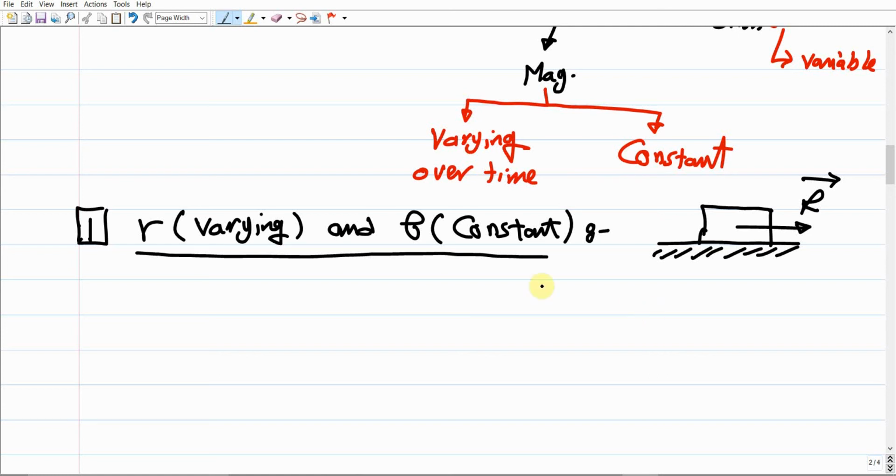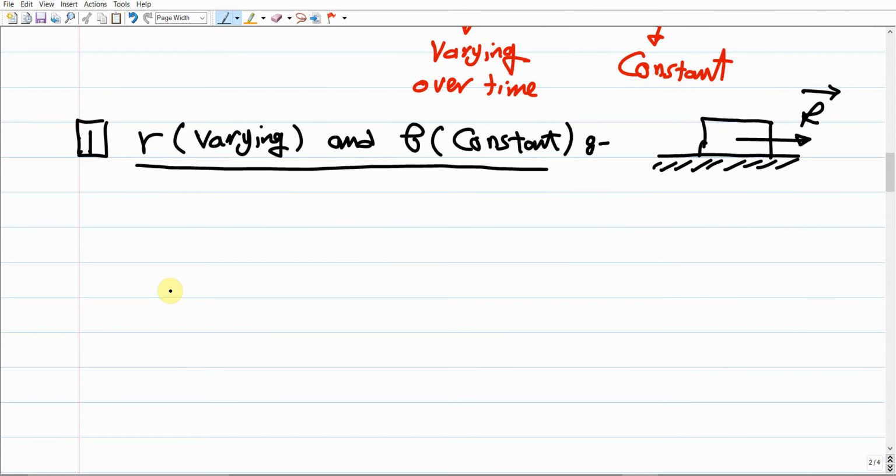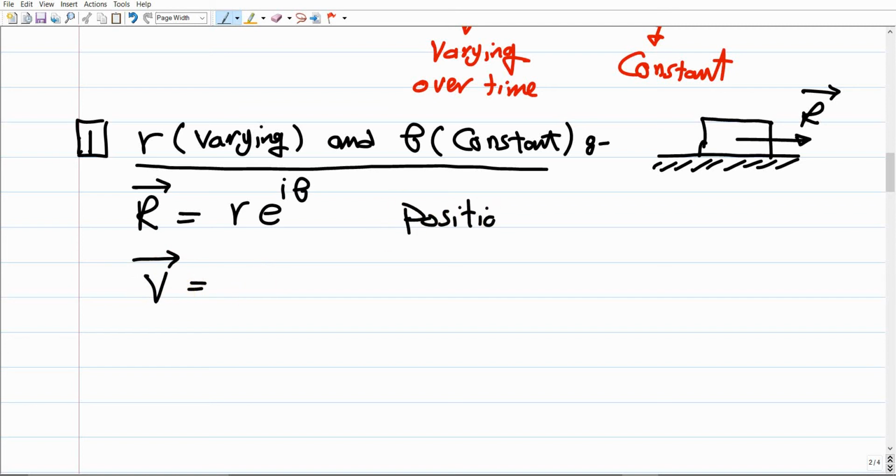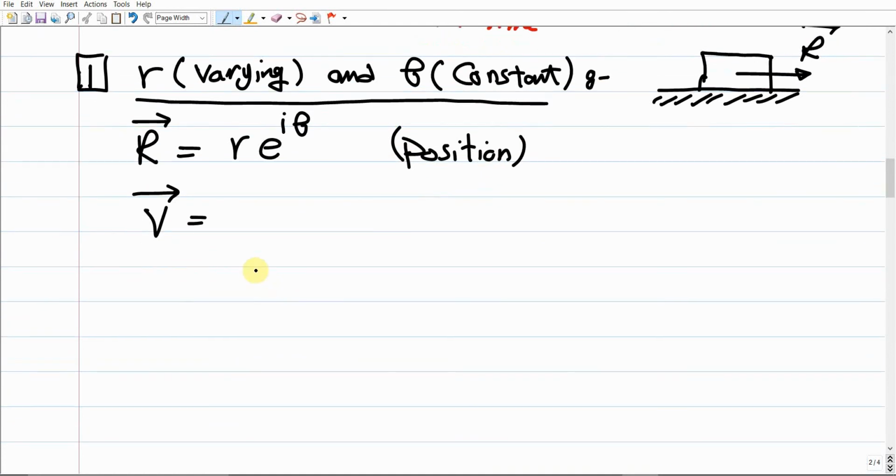And this is a very good example of this case, where r is varying but the theta angle is constant. So if you describe the position vector of this slider, the r vector should equal r e^(i theta), as we agreed, right? Now, how about the velocity of this one? This is the position vector. How about the velocity vector of the same object? Remember that r is a function of time, but theta is constant.